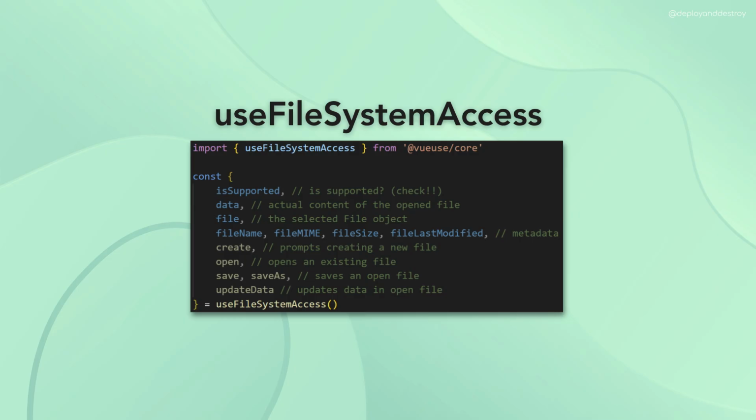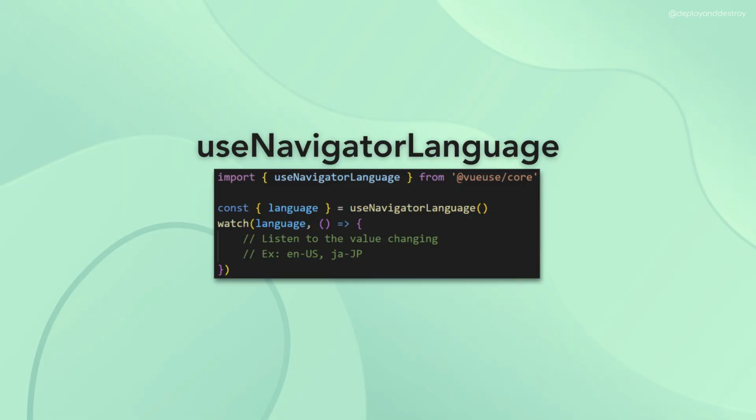Use file system access lets users read and write files directly to their system. Super cool, but beware of browser support. Use navigator language detects the user's browser language. Useful for pre-selecting locale or loading translations. It's reactive, so if the user changes browser language, you can change the app's language too.